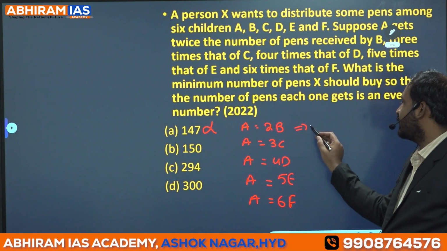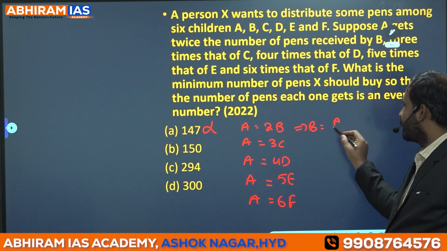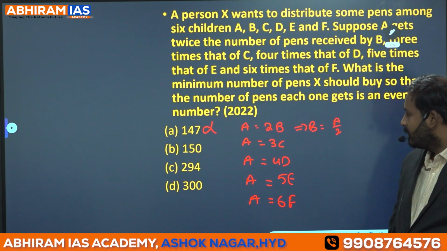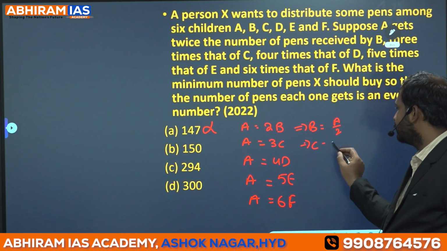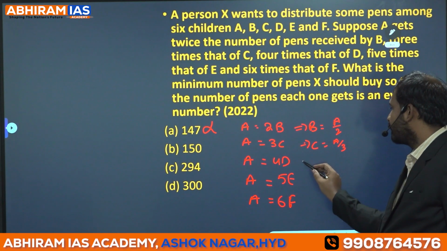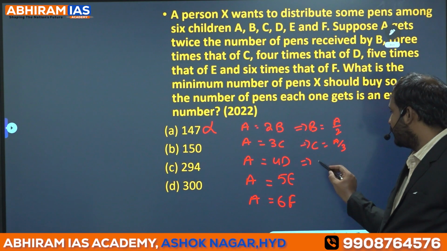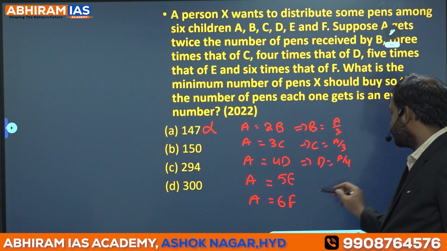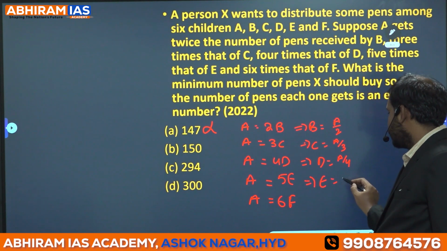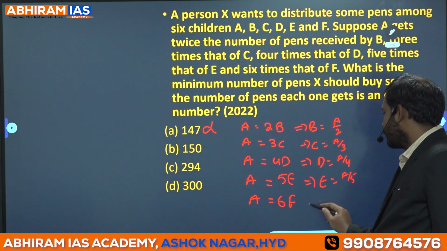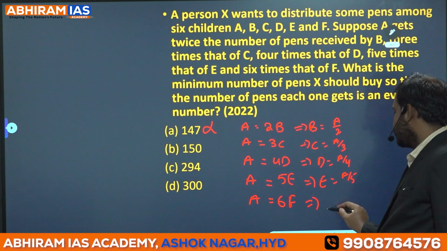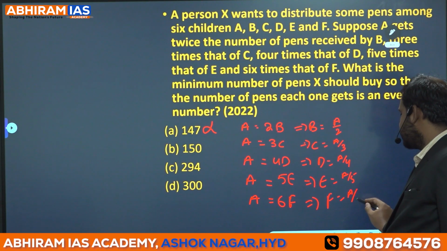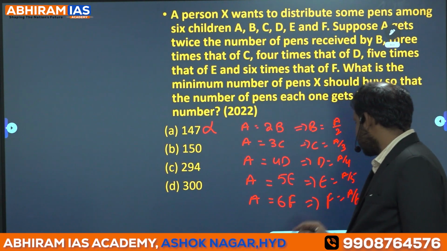Now from this what can I write? B value is A by 2, right? From this what can I write? C value is A by 3. From this what can I write? My D value is A by 4. From this, E is A by 5. From this, F is equal to A by 6.